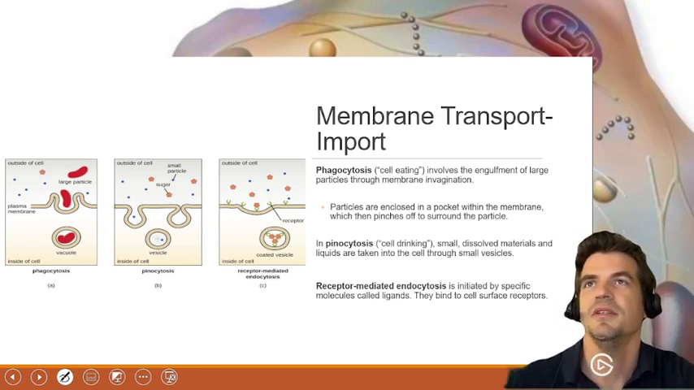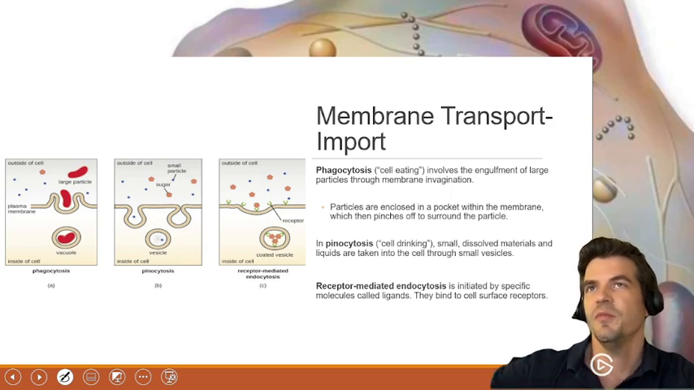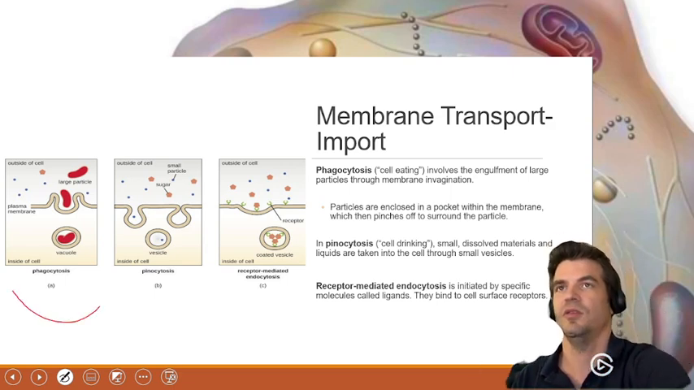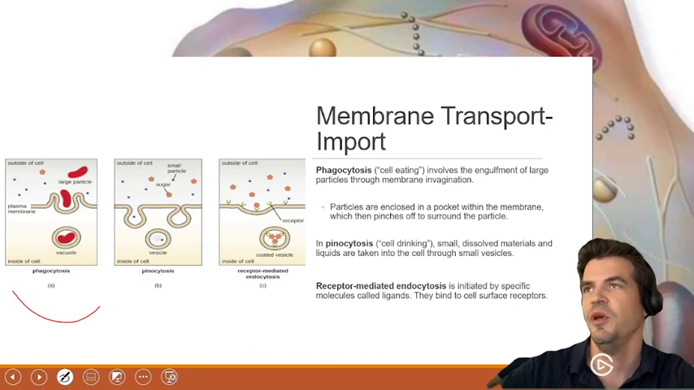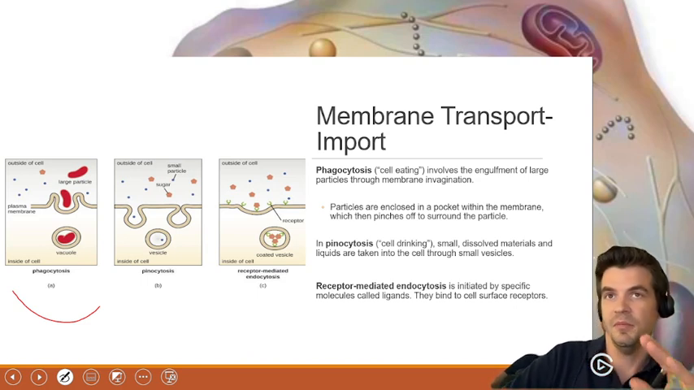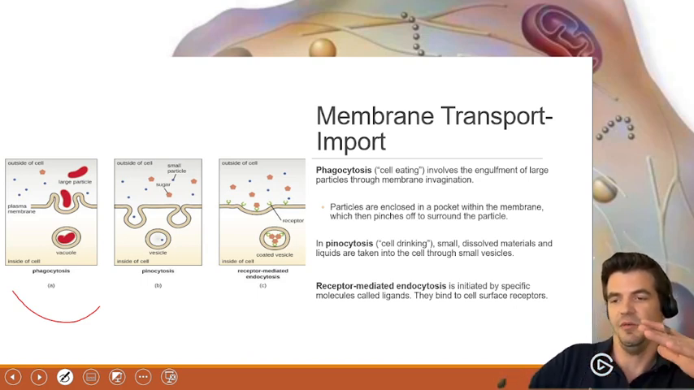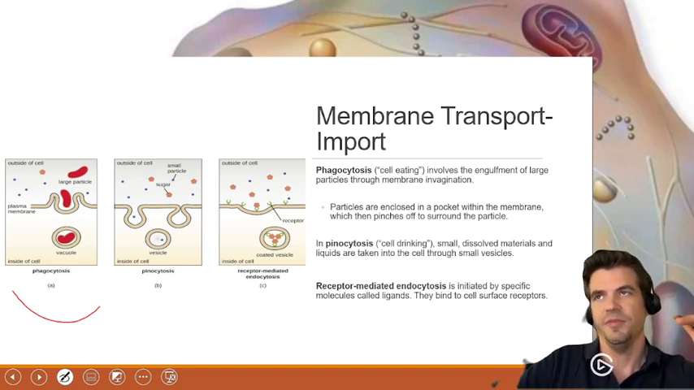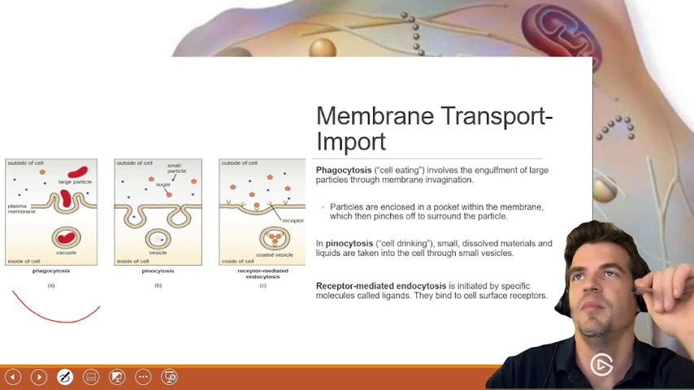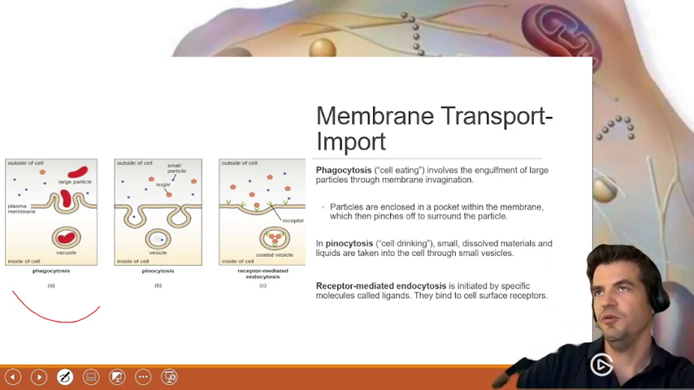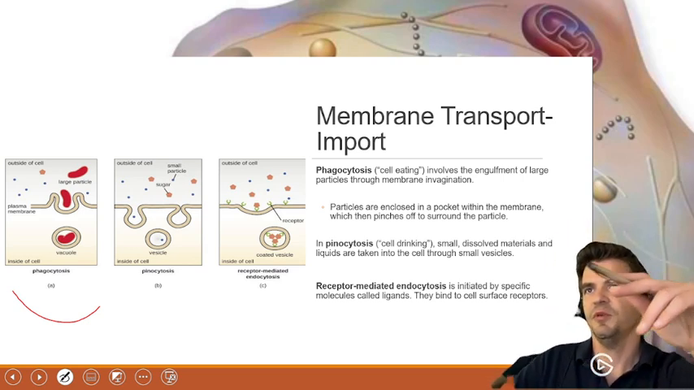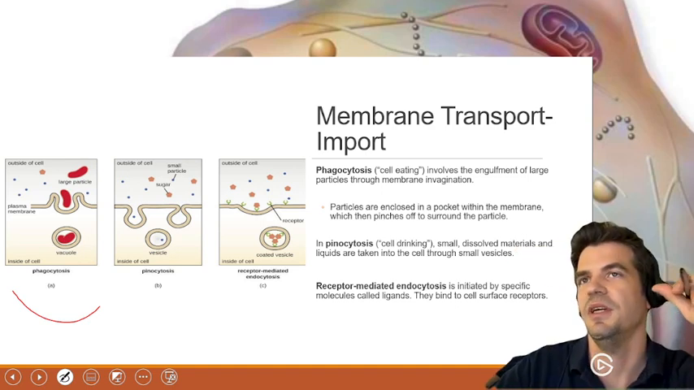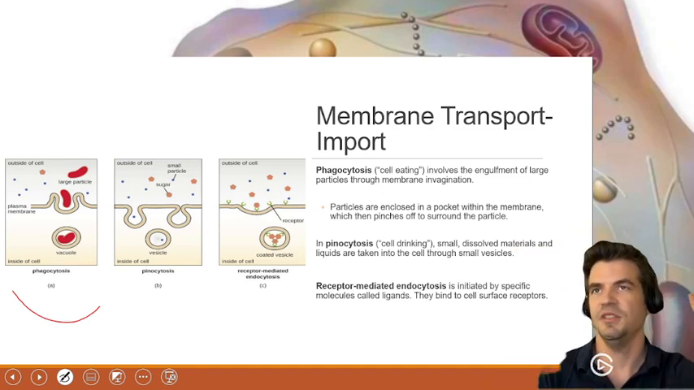So phagocytosis is cell eating. It involves an engulfment of large particles through the cell membrane. Some bacteria want to get engulfed, and they will take advantage of the fact that they're engulfed, so they're hard to detect. Pinocytosis is just absorbing the nutrients from nearby, and receptor-mediated endocytosis requires a ligand or a special molecule to bind to the surface.